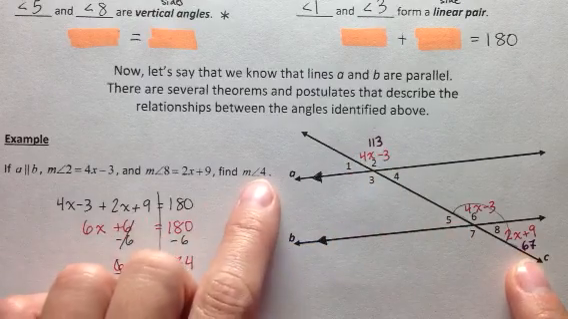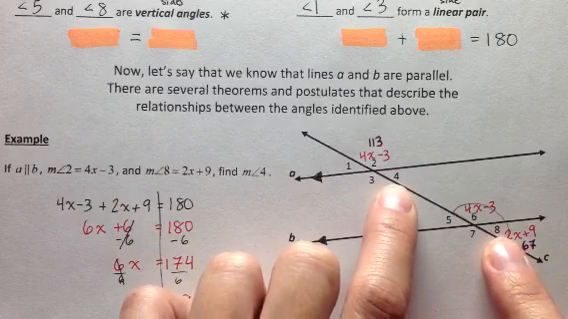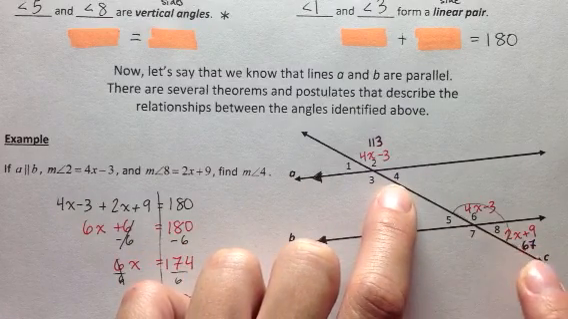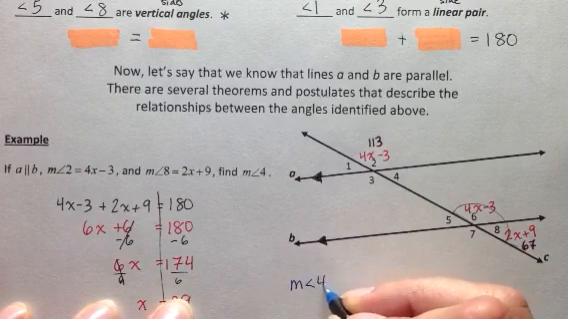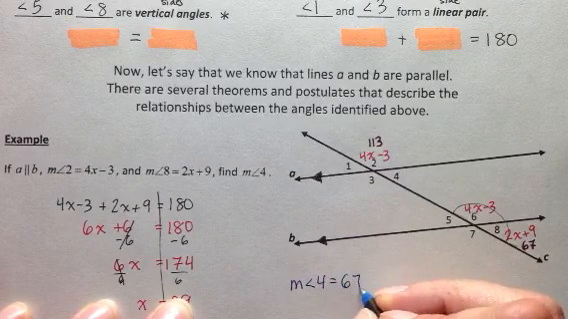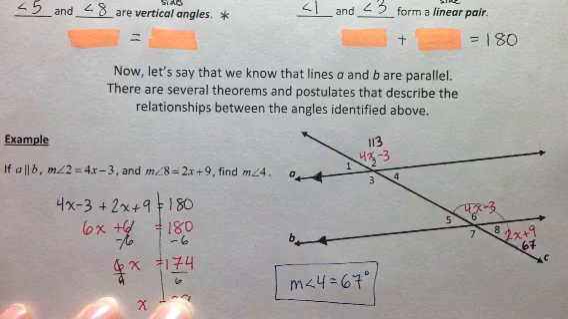They're asking me for angle 4. Angle 4 is actually the one that's corresponding to angle 8, so it will have the same measure as angle 8. So the measurement of angle 4 equals 67 degrees, and I feel pretty good about my answer.